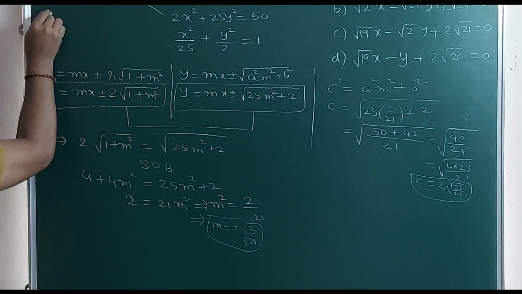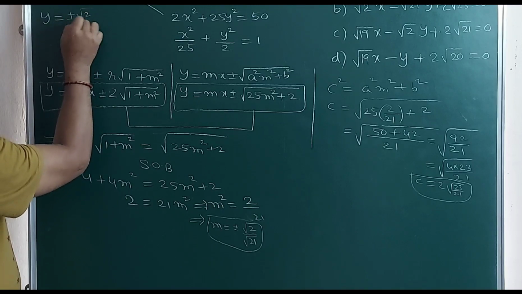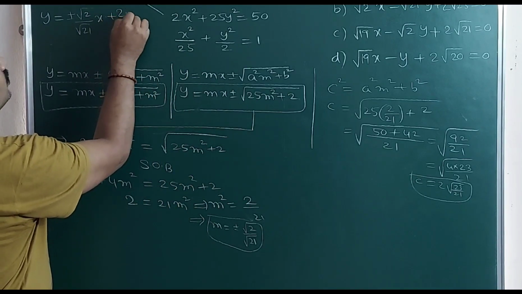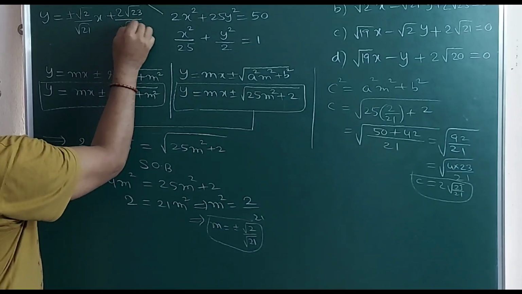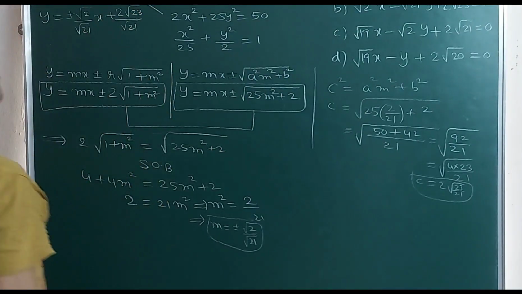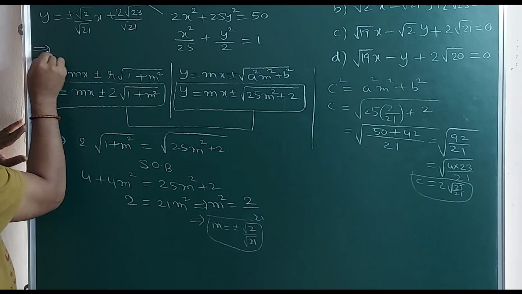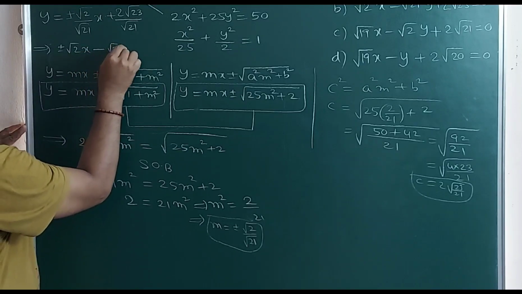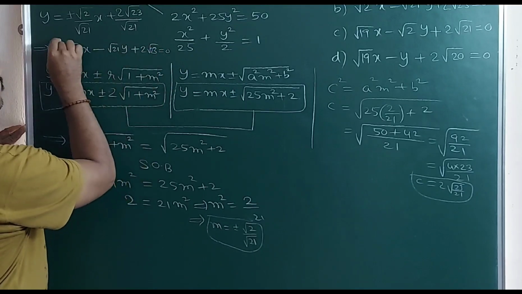The c value, m value is there. Substitute in this equation: y is equal to m x plus or minus root 2 by root 21. The c value is also 2 root 23 divided by root 21. But the answer in terms of root 21 is given, no? So what I am doing is taking these values to this side with root 21 as LCM: plus or minus root 2x minus root 21y plus 2 root 23 is equal to 0.